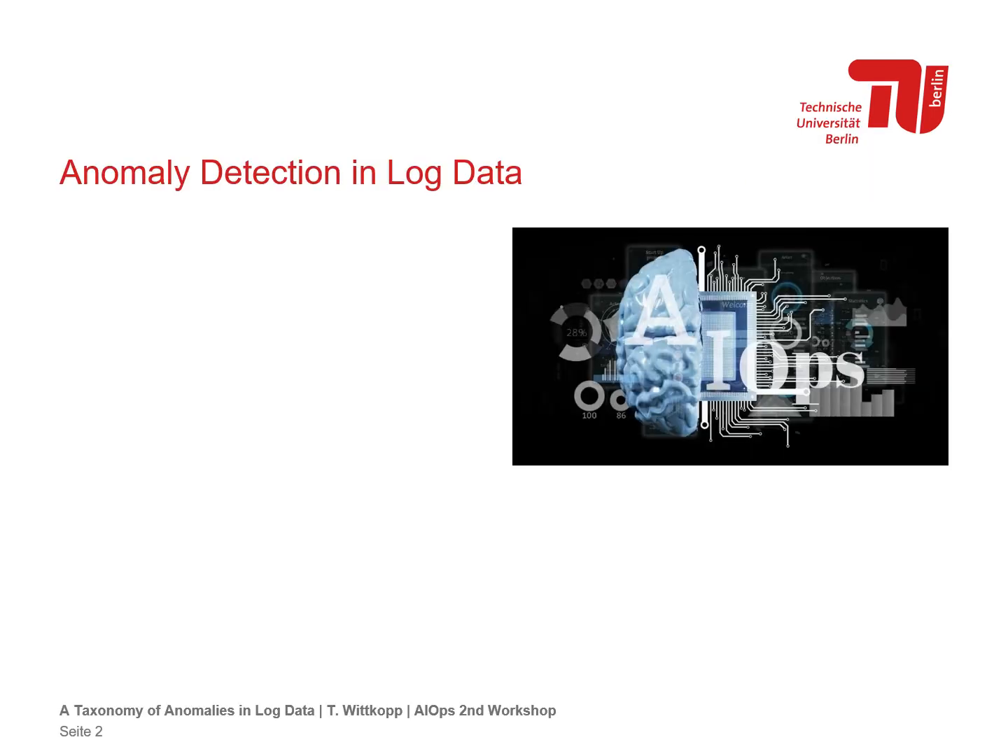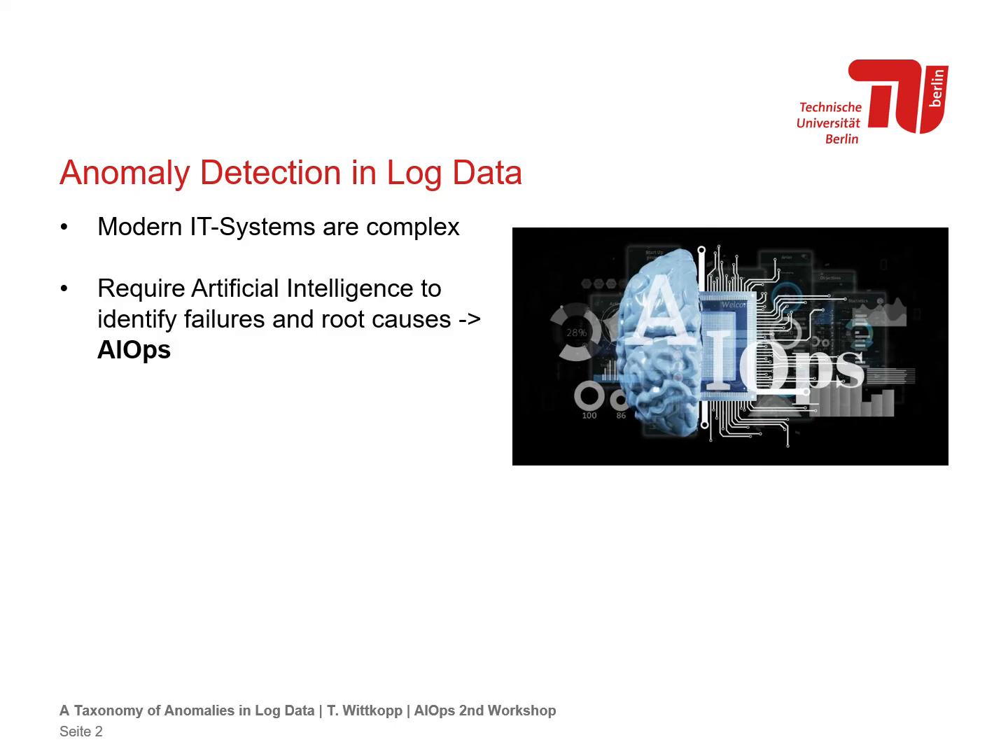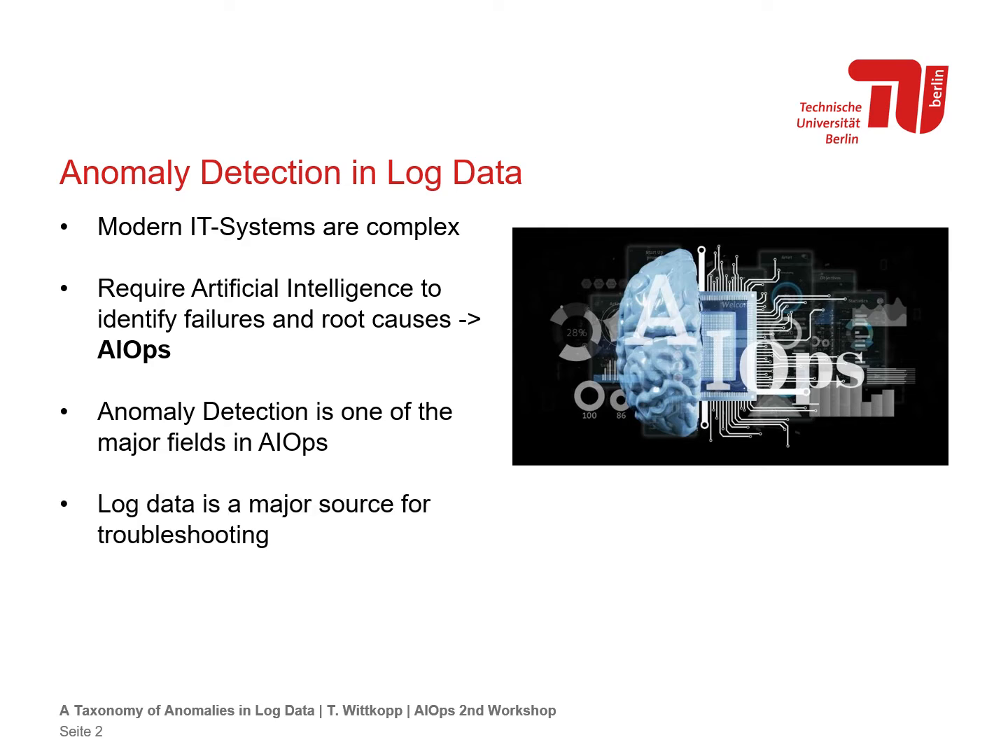Before I introduce our taxonomy for log data anomalies, I would like to briefly explain why log data anomalies are so important. Current IT infrastructures are very complex due to the large number of different services. Therefore, the IT operators of these systems need support to cope with the complexity and to ensure stable IT operations. This is where AIOps comes into play, IT operations supported by artificial intelligence. In order to quickly detect errors and irregularities in the systems, anomaly detection is a major field of research in the area of AIOps. Anomaly detection can be performed on several data sources, such as metrics, traces, or log data. For our taxonomy, we will look at log data in this case, as it's one of our main sources for troubleshooting.